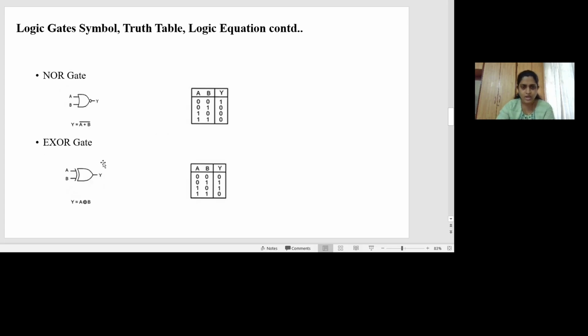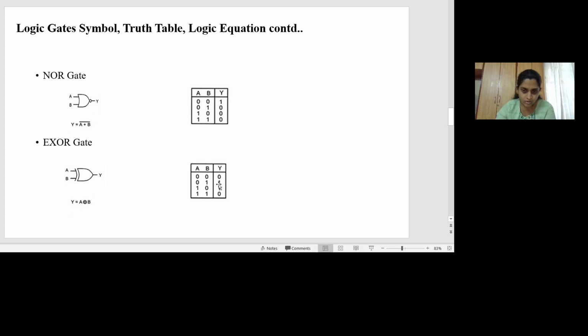Now let's look at another gate, the XOR gate. Here the Boolean expression is to be read as y equal to a XOR b. The XOR operation is indicated as encircled plus. So we have a plus here, and on the plus mark we have got a circle. So it is encircled plus that indicates an XOR operation between two inputs.